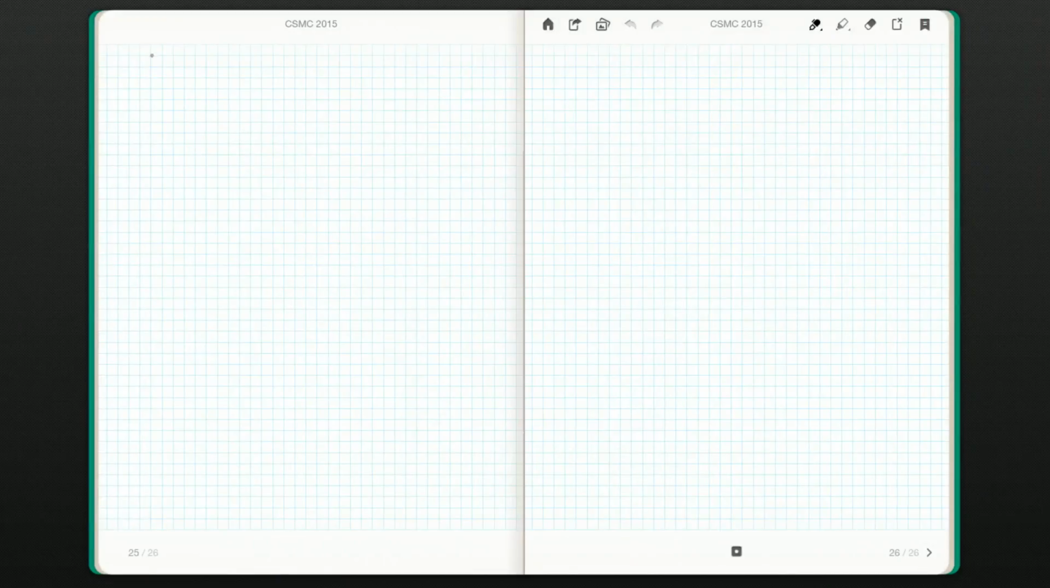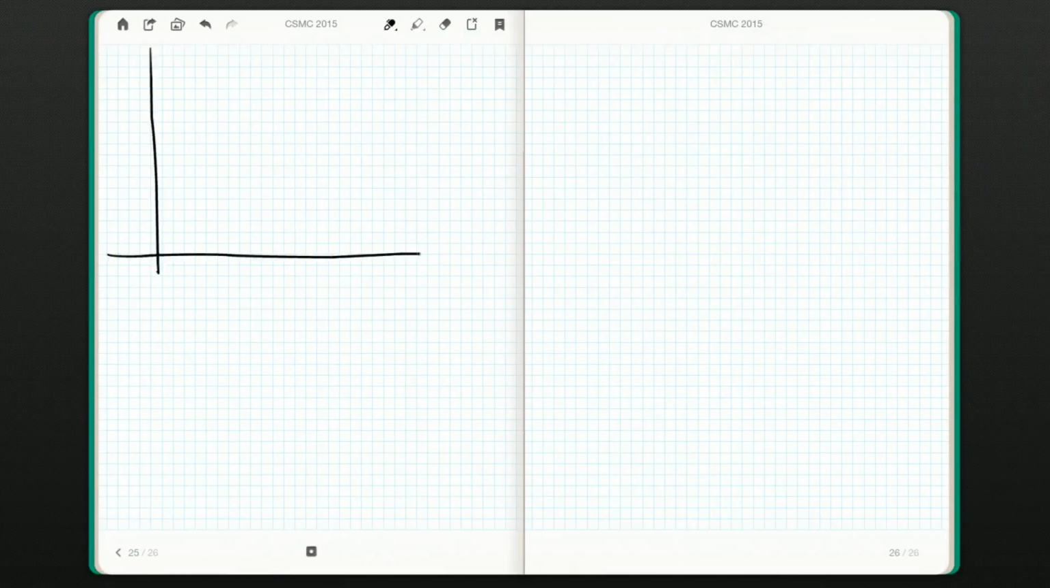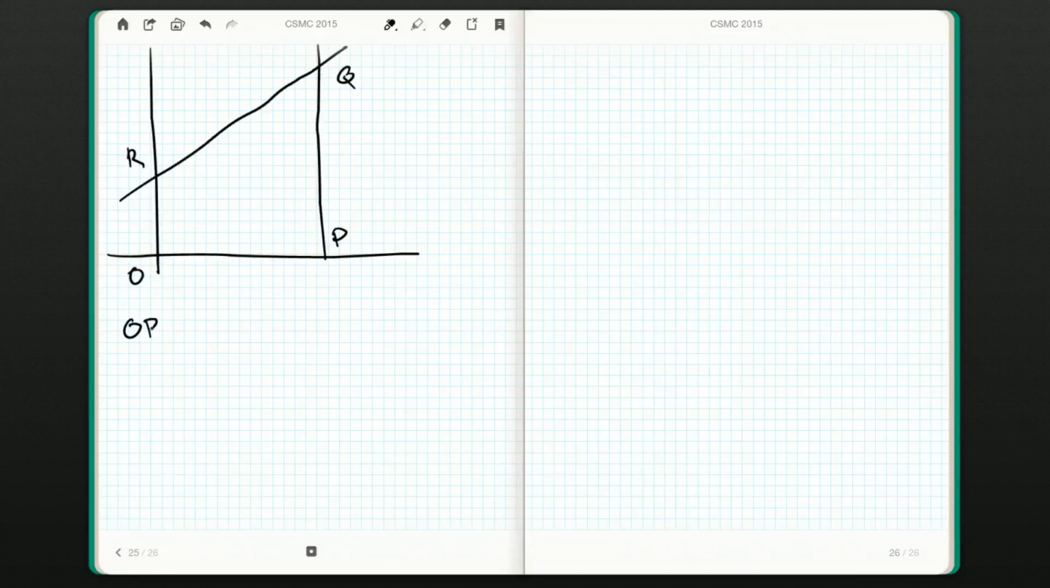Let's draw my picture. They took the time to tell us that QP, that's on a line that's parallel to the x-axis, which is OR. So I make the note OR is parallel to PQ.